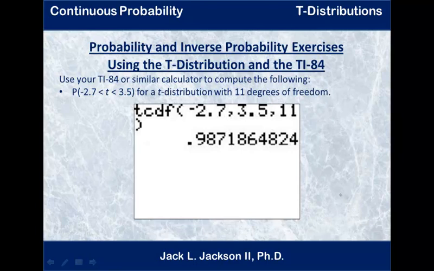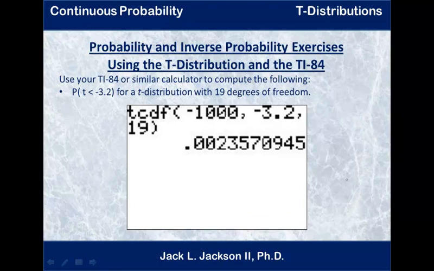Alright, here's another one, very similar. Just change some of the numbers, but it works exactly the same way. Let's go on to the next one. What about the probability that x is less than negative 3.2?